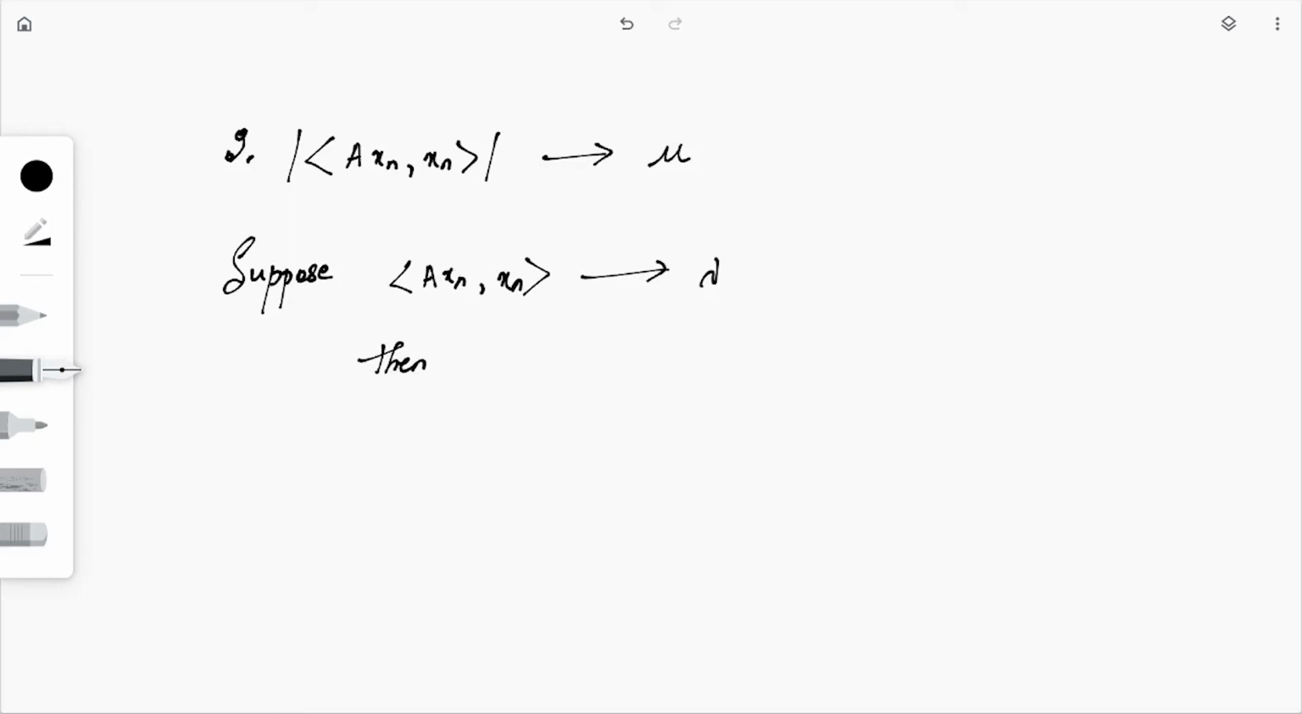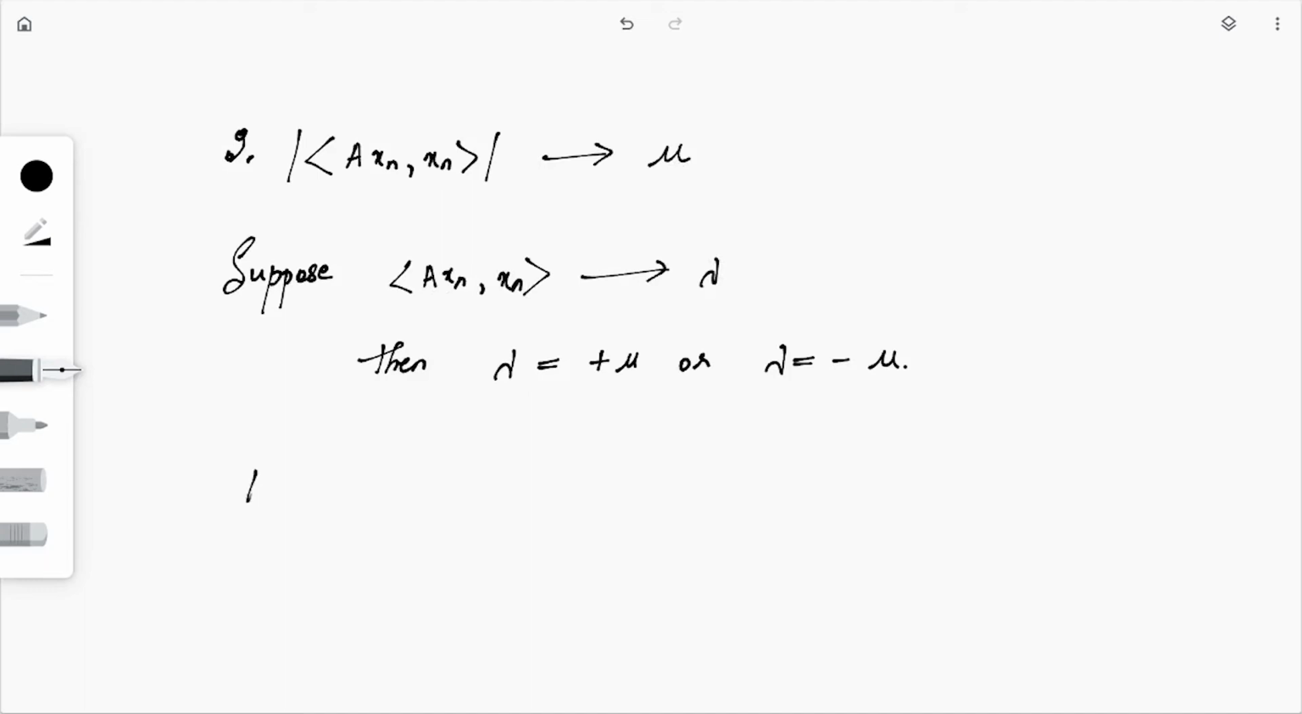If this is converging to lambda, the modulus of this term is converging to mu, right? That is what we have got right now. So this lambda is actually modulus of mu, so it can be either lambda is equal to plus mu or lambda is minus mu. I hope it is clear. We have obtained that modulus of inner product AXN, XN tends to mu, and if we are supposing that inner product AXN, XN tends to lambda, then lambda should be either plus mu or minus mu, right?